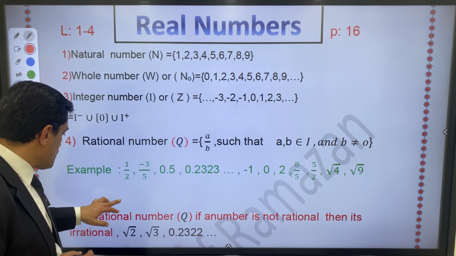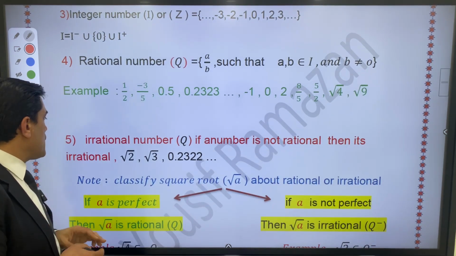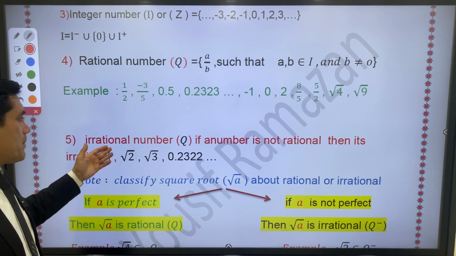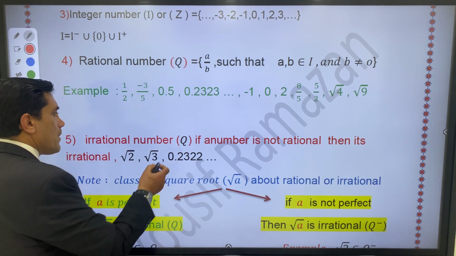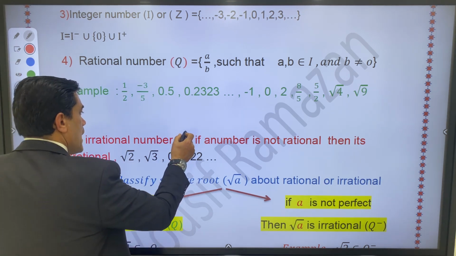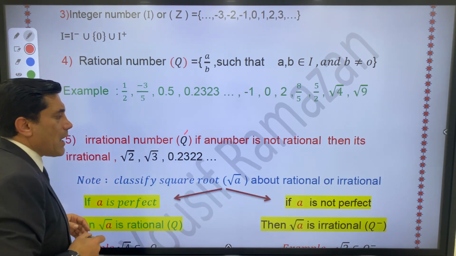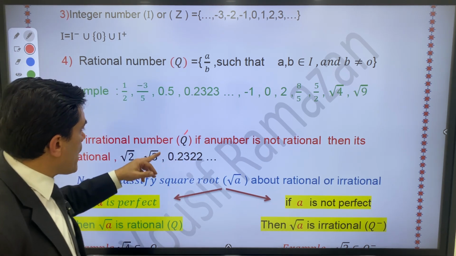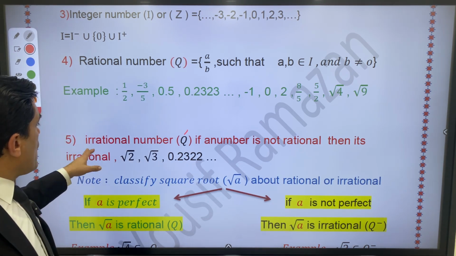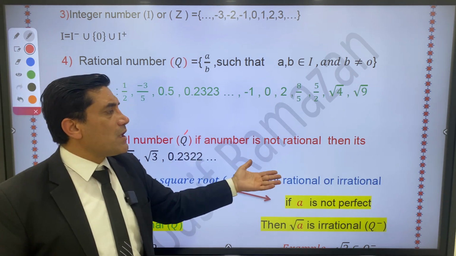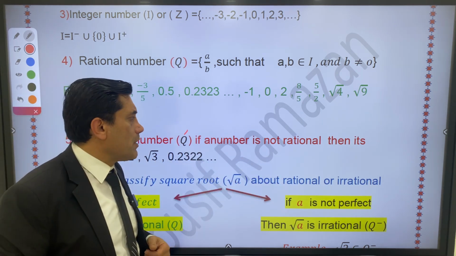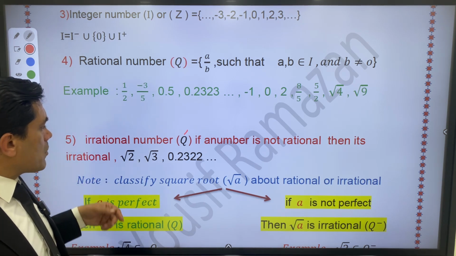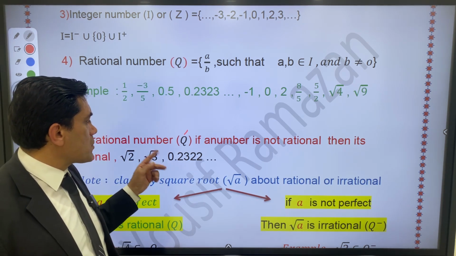The last set of real numbers is the irrational numbers. The symbol of irrational numbers is Q with a dash over it, Q dash or Q prime. If a number is not rational, then it is irrational. It's so easy. For example, square root 2 is irrational. Square root 3 is irrational.